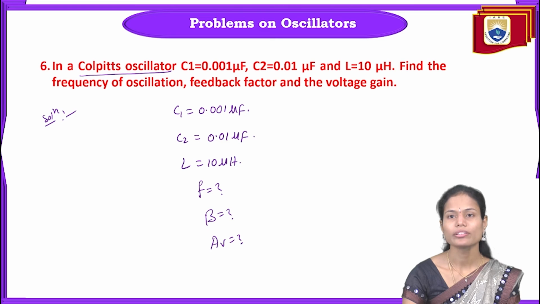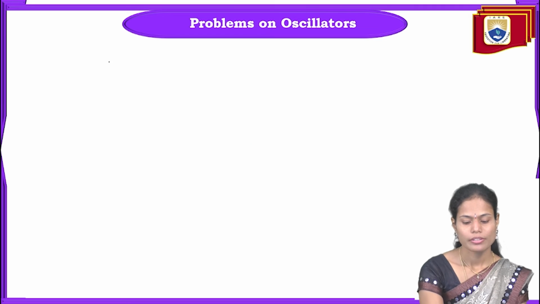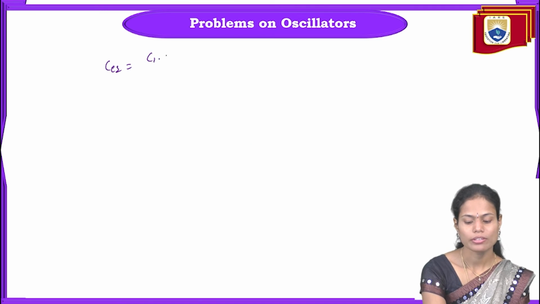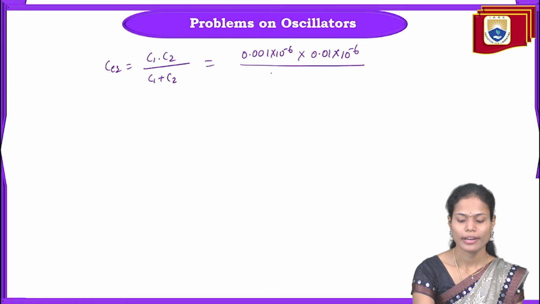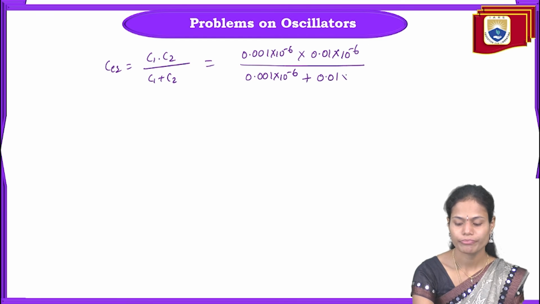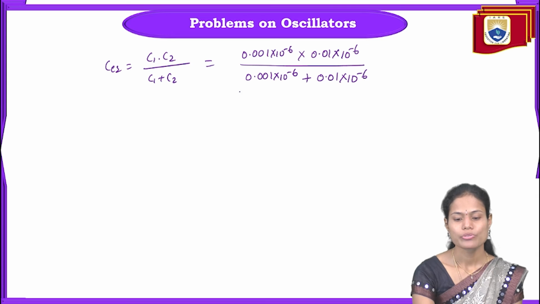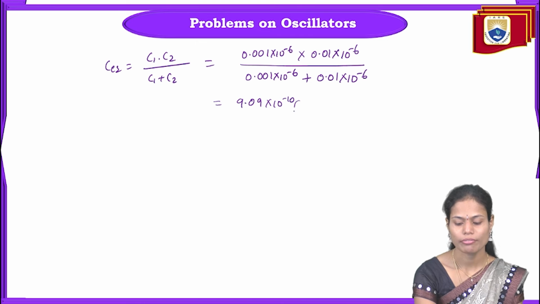So again, to find the frequency of oscillation, first of all, we need to calculate the equivalent capacitance. So C equivalent capacitance is C1, C2 by C1 plus C2. That is 0.001 into 10 power minus 6 into 0.01 into 10 power minus 6, and again C1 is 0.001 into 10 power minus 6 plus 0.01 into 10 power minus 6. So if we simplify it, we will get it as 9.09 into 10 power minus 10 farads. This is C equivalent value.